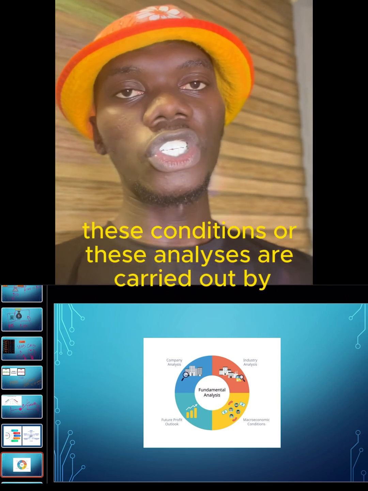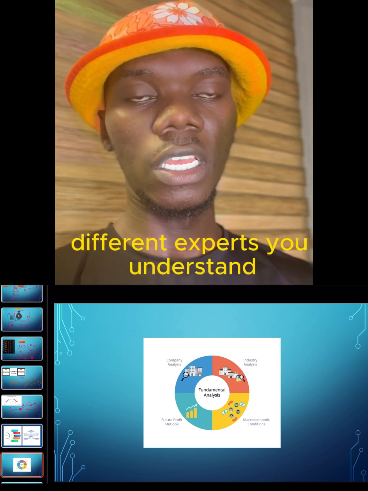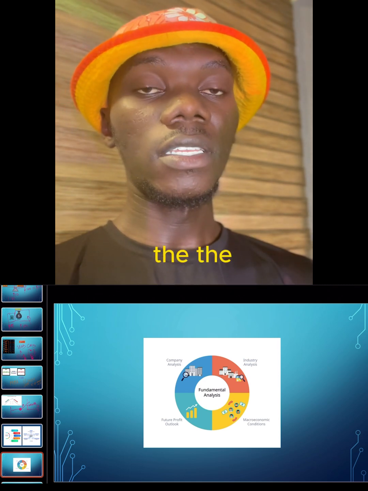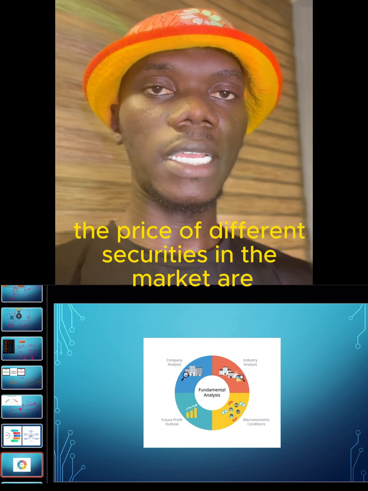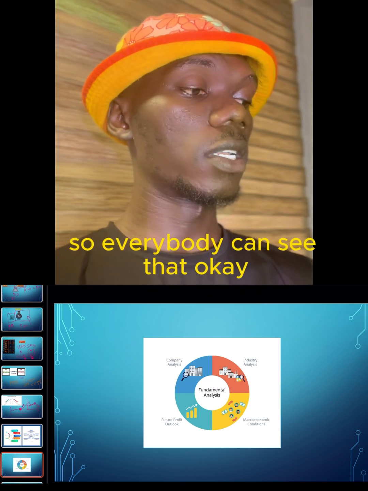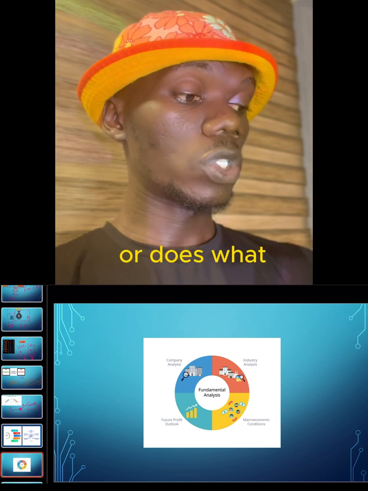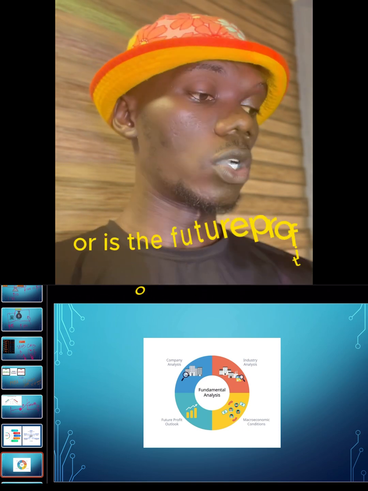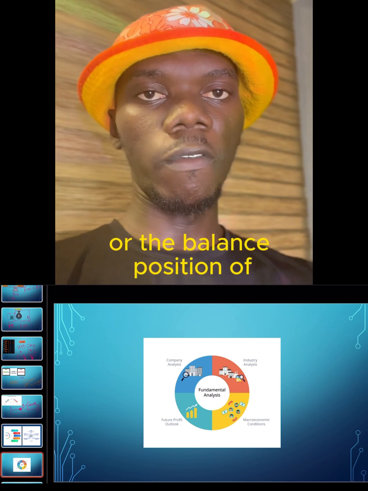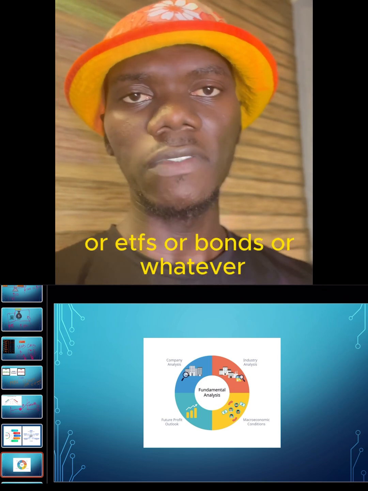So these analyses are carried out by different experts, you understand? They use this analysis to ensure that the prices of different securities in the market are accurate, so that everybody can see that for the past 10 years, this is what has been happening according to the company, or according to the industry, or this is the future profit outlook, or the future loss outlook, or the balance position of stocks or bitcoins or currency or ETFs or bonds or whatever.